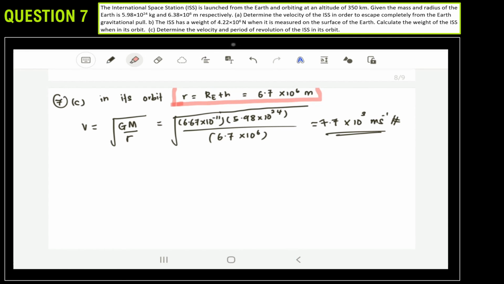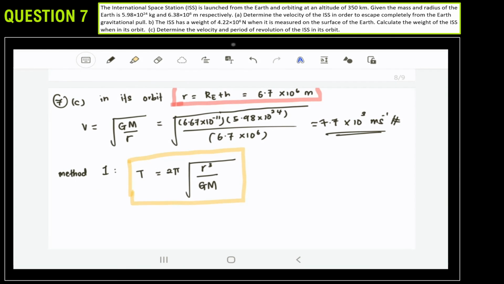Next, the period. You can calculate the period by using this equation. The first method: T is equal to 2 pi square root r cube over GM. Or method 2: you can find T because we know that V is equal to D over T. So for one complete circle, V is 2 pi r over T. Therefore T is equal to 2 pi r over V. V we already got above, so you can calculate it too.